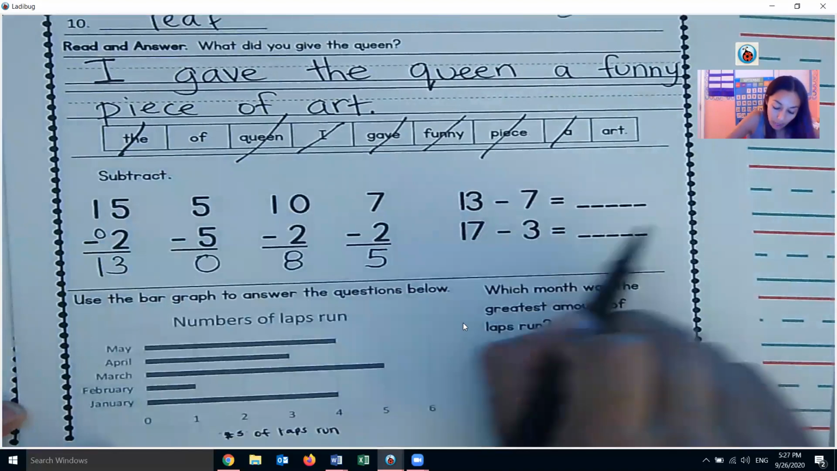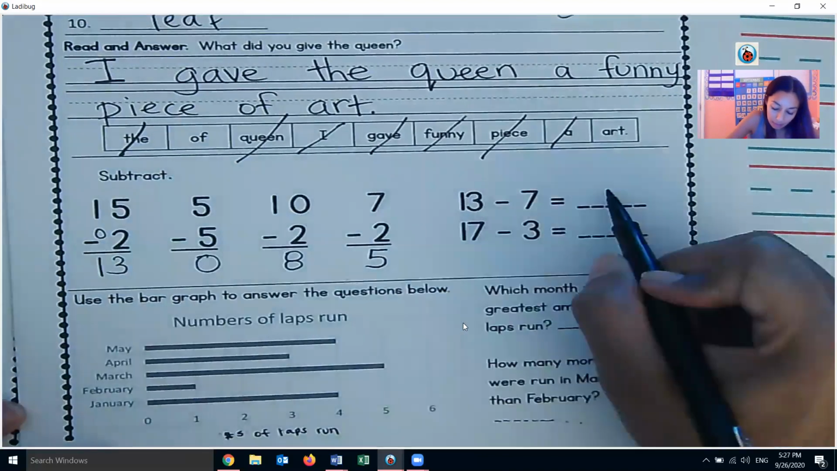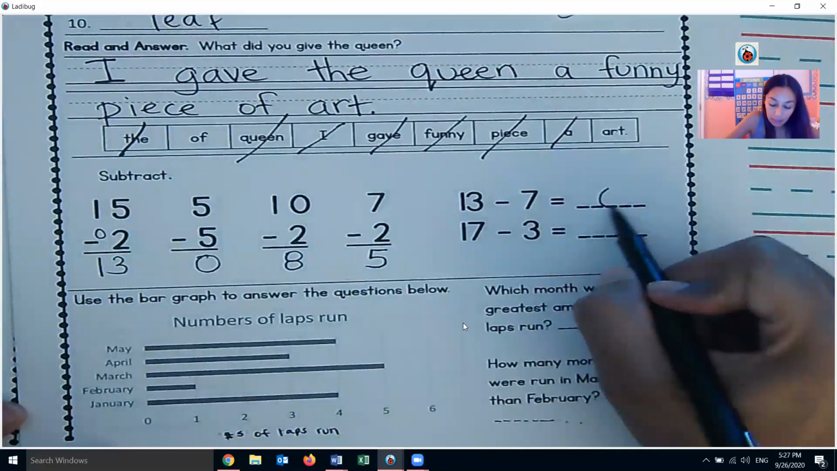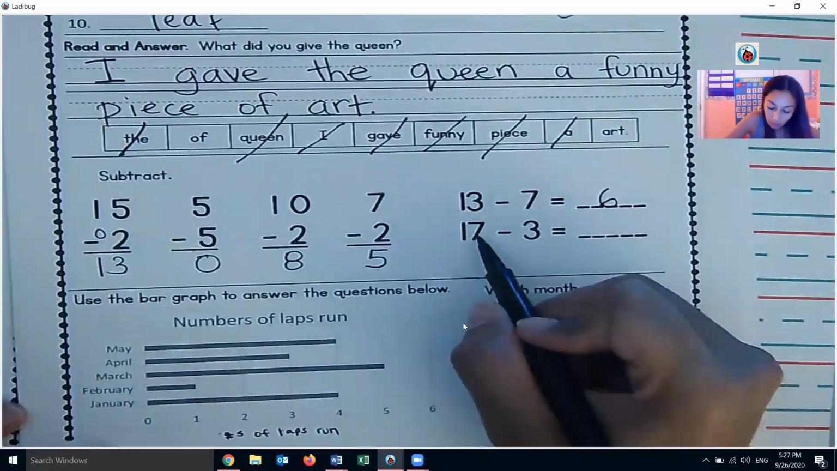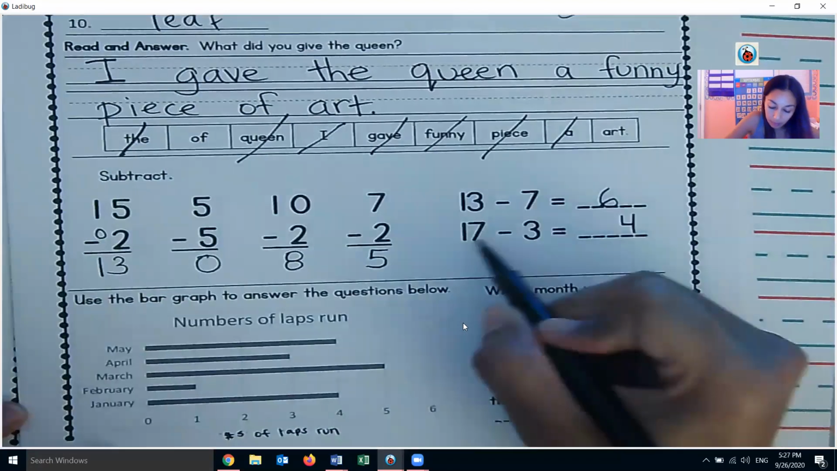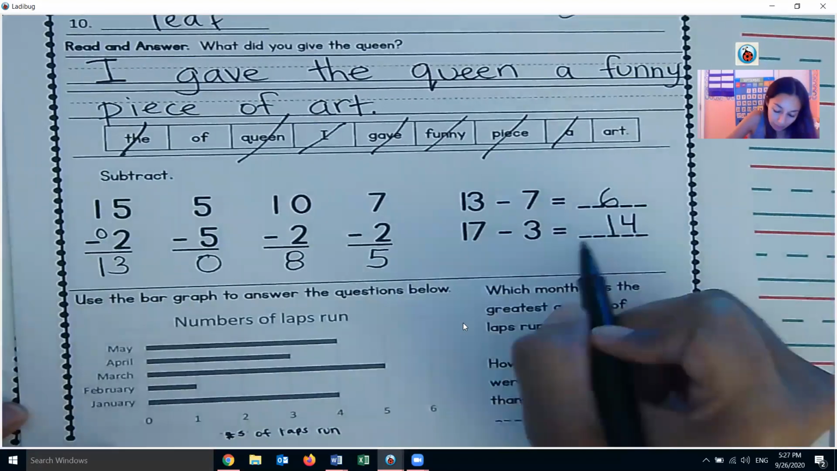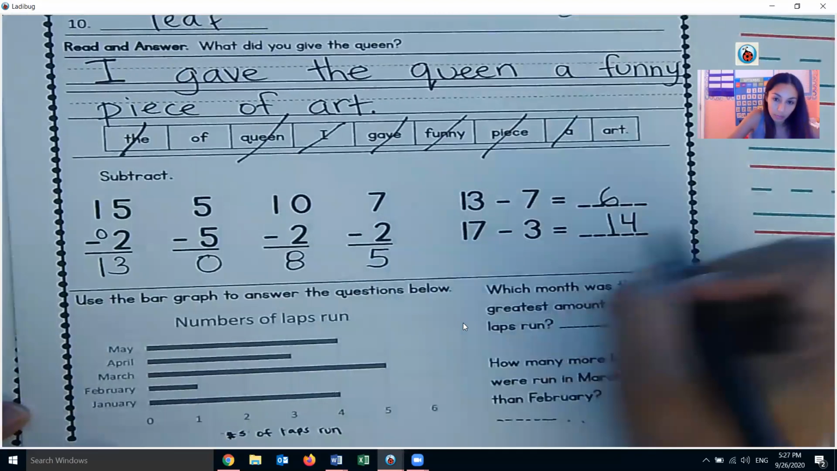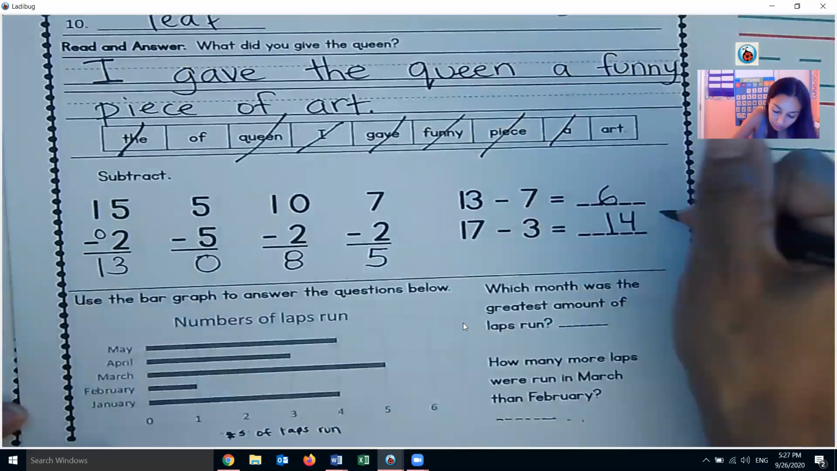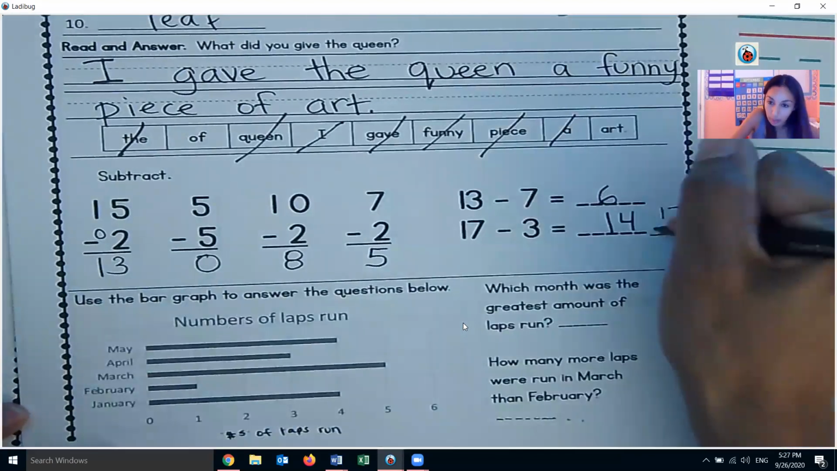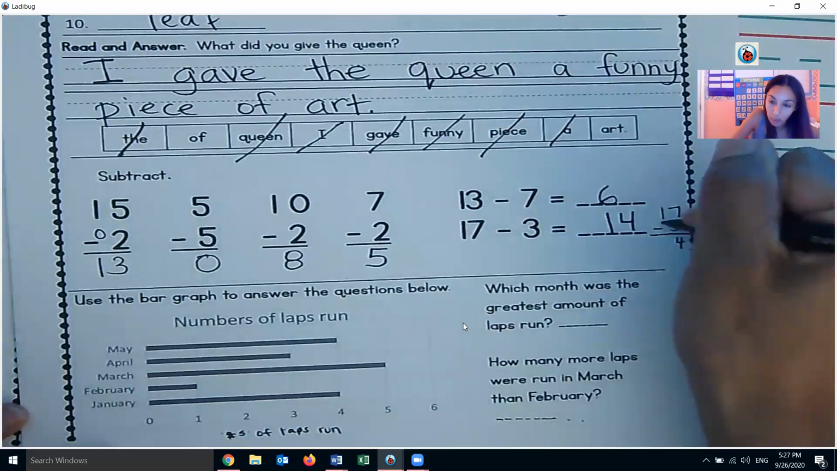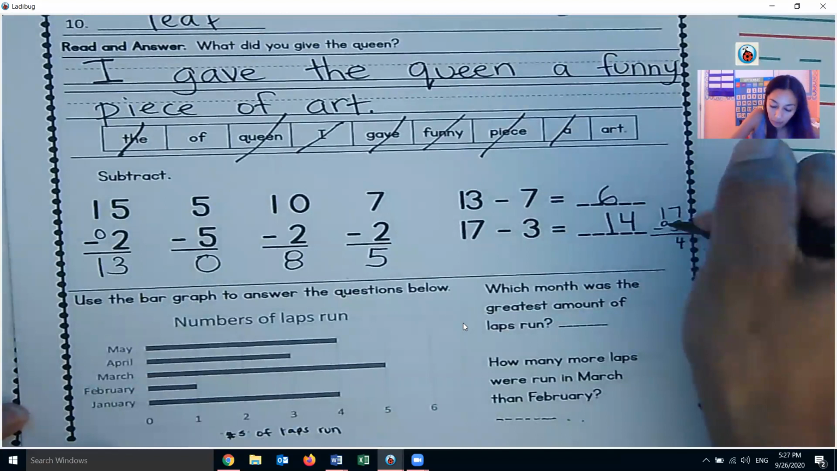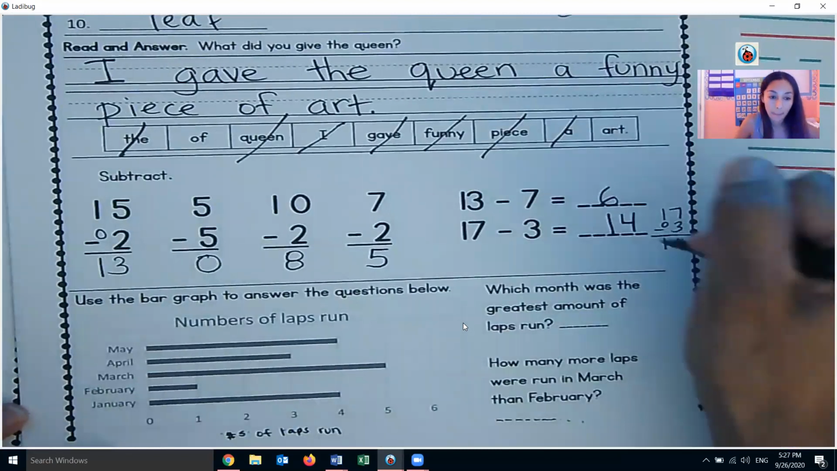We have 13 minus 7 is 6. And 17 take away 3, you can think about it as 7 minus 3 is 4. And that one kind of just follows because it's kind of like this one here. Let me rewrite it sideways here, where you just subtract 7 minus 3 is 4, and this one is kind of like 1 minus 0 is 1, which gives you 14.